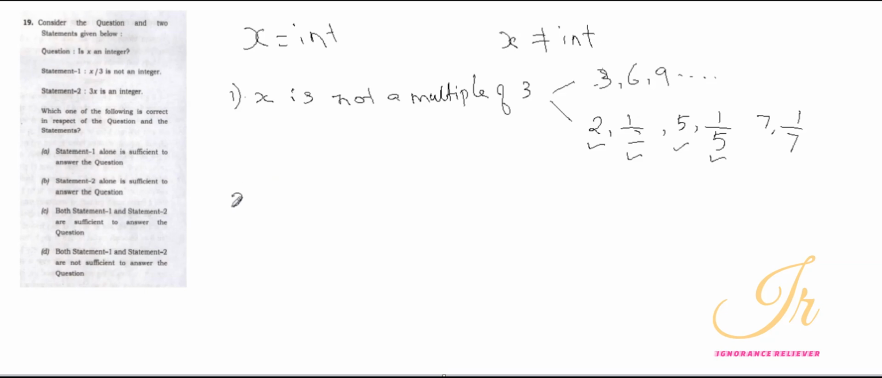So now come to statement 2. They have said 3x is an integer. That means x can take the value of 1 by 3 or its multiples, right? So if you substitute 1 by 3, then we will get 1, which is an integer. But x can take the values of integers too, right? So from minus infinity to plus infinity.